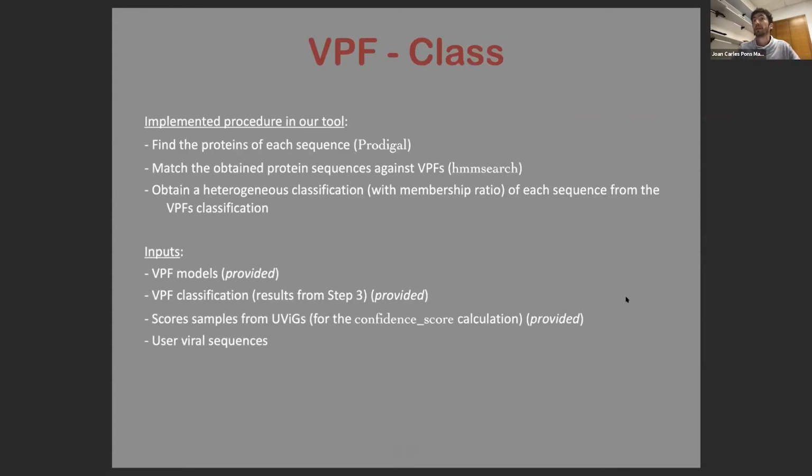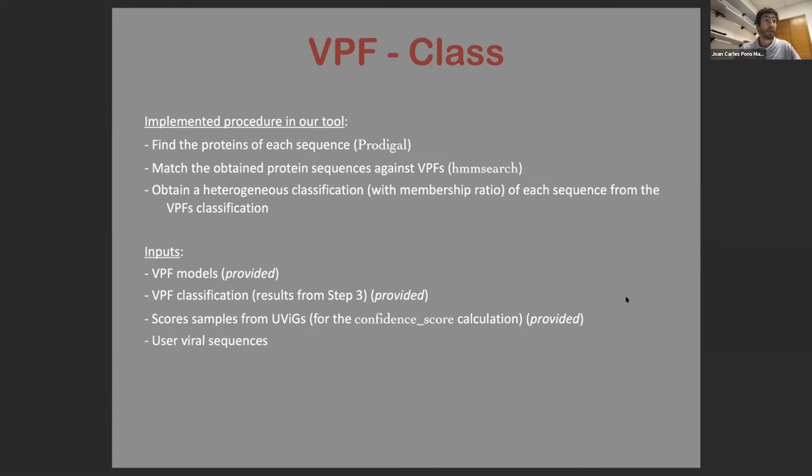Now, once the classification of a group of viral protein families has been performed, we consider the tool VPF-Class. What is implemented in our tool? First, when the user inputs the viral sequences in our tool, we find the proteins of each sequence using Prodigal. All these sequences are matched against our set of VPFs using HMMsearch, and the result of this tool, the output, is a heterogeneous classification with a membership ratio of this classification for every sequence from the VPF classification obtained in step 3.